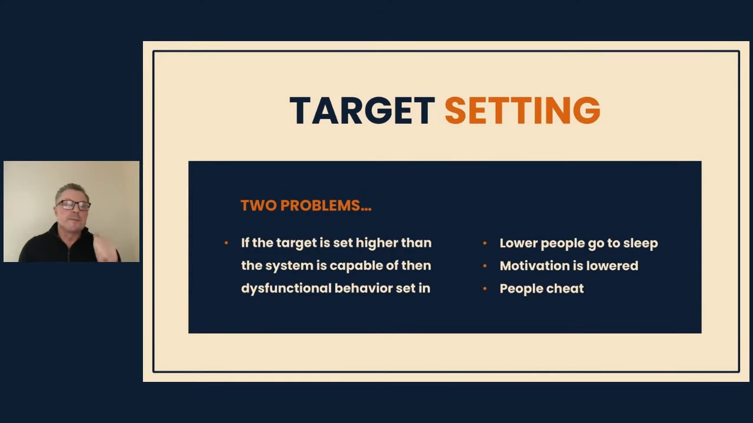So setting big arbitrary numbers often can make performance worse because people either cut corners and cheat, or they go to sleep. And what always happens is motivation goes down. What we want is creativity. We want people engaged in hypothesizing, experimenting, and being clear about method.